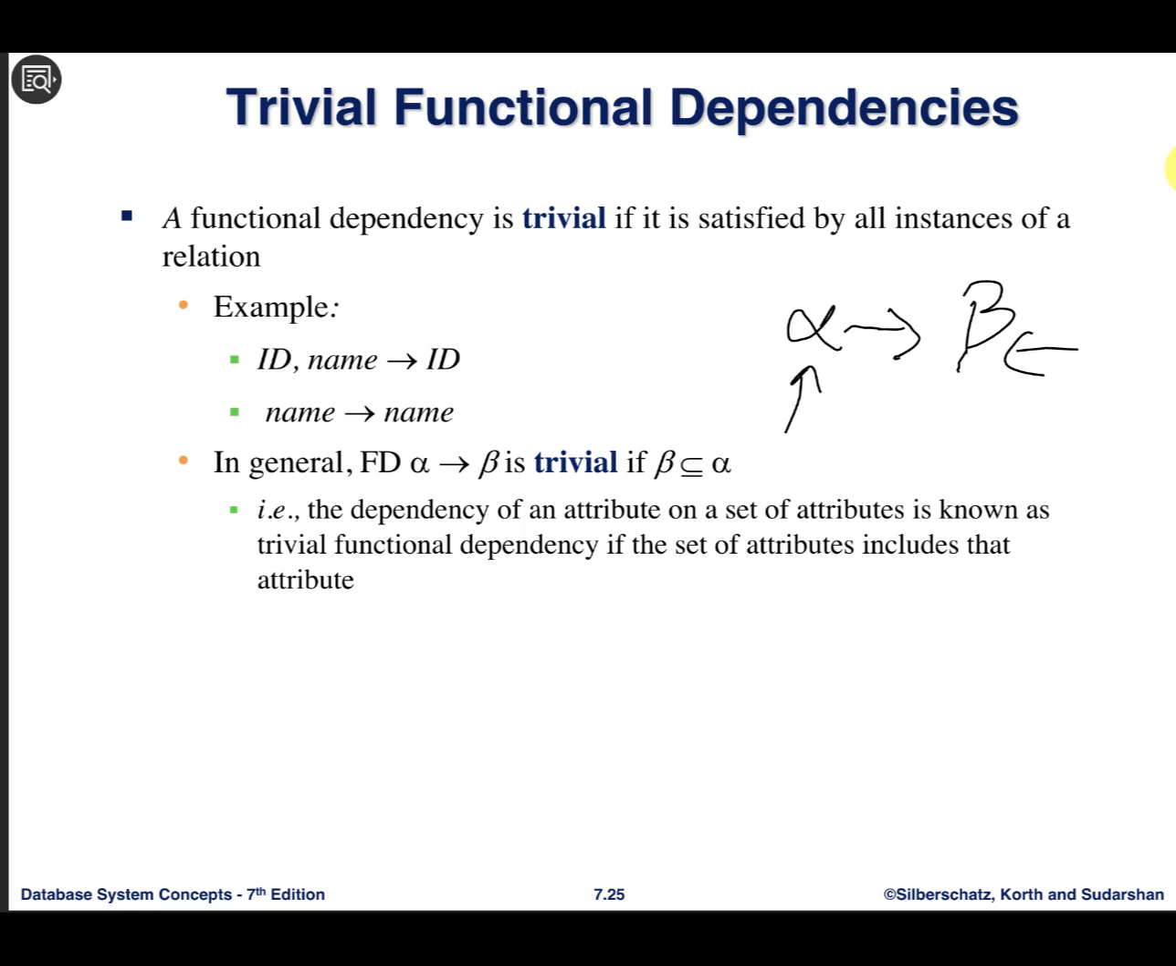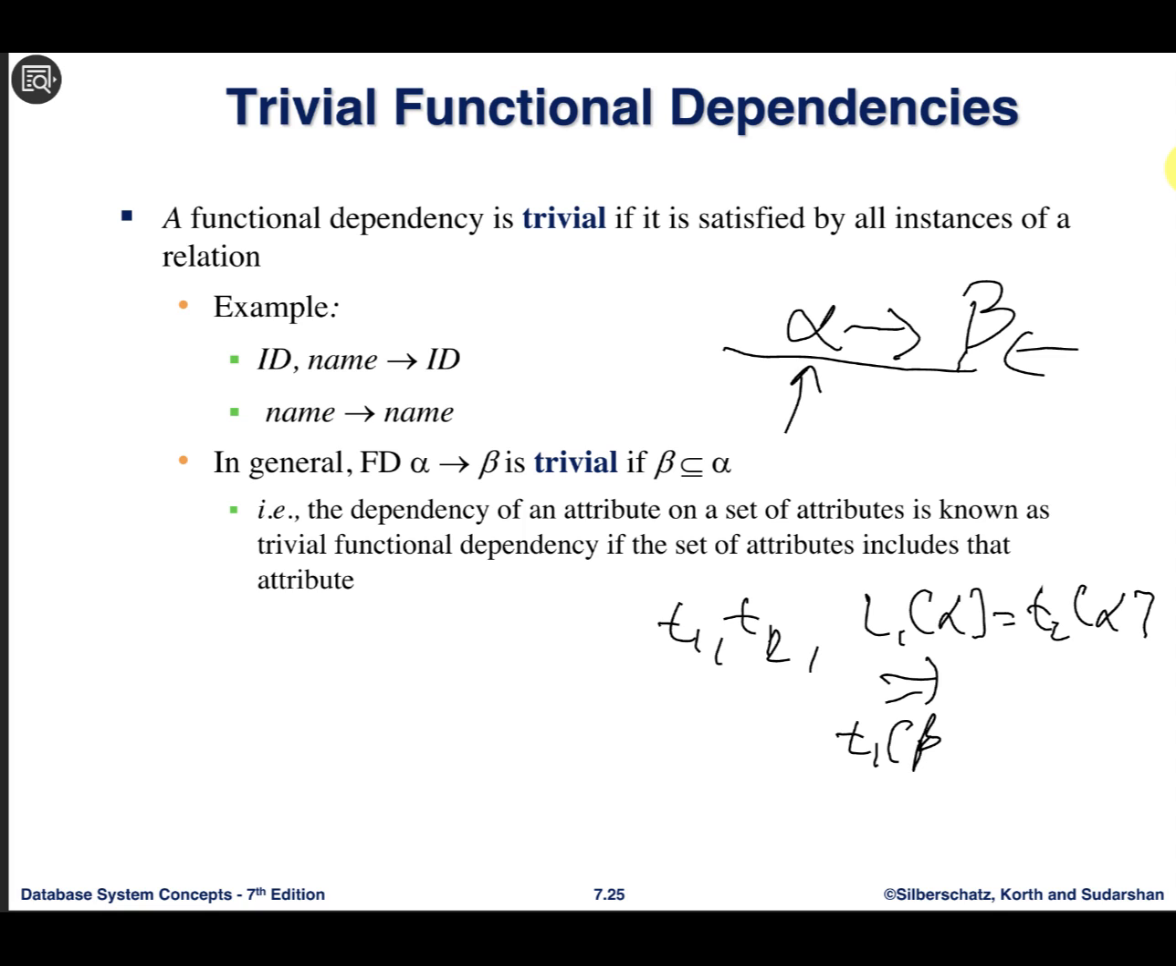Based on the definition of functional dependency, we have any two tuples T1 and T2. If T1 of alpha equals T2 of alpha, then for this to hold, T1 of beta must equal T2 of beta. This is my condition. So if the right-hand side is a subset of the left-hand side, it is trivial. For example, ID determines ID: if two tuples agree on the value of ID, they must agree on the value of ID. Come on, that's wasting my time. It's trivial, there is no need to ask this.